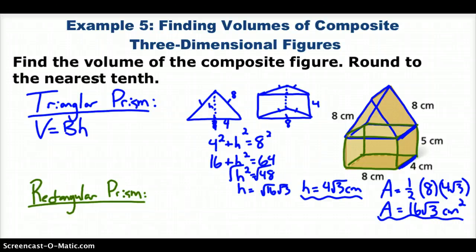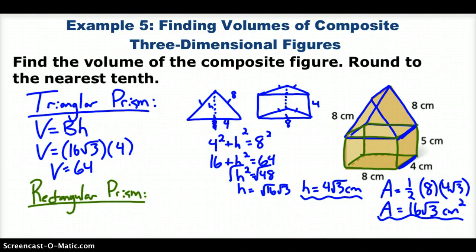So again, our volume now will be equal to the area of the base, which is 16 radical 3, multiplied by our height, which is 4. And this is going to give us 64 radical 3 centimeters cubed. So we just found the volume of our triangular prism.